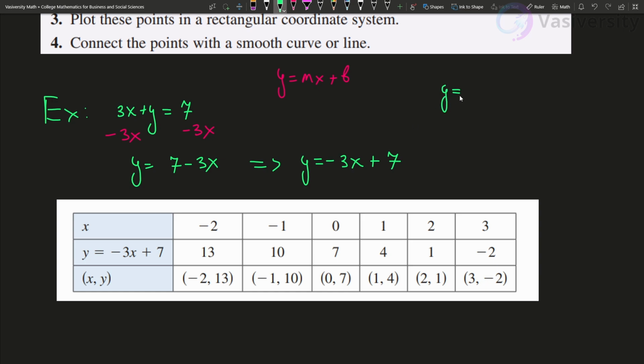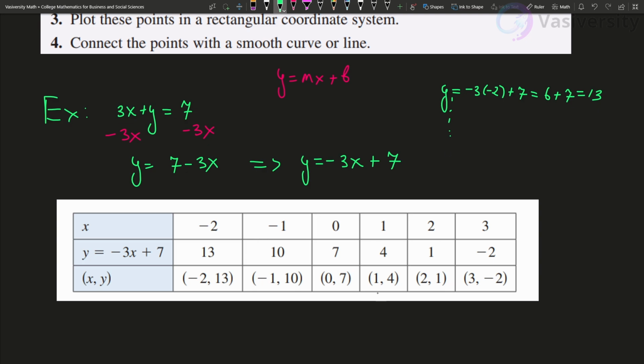y is equal to, so let's do it for -2, right? So it's going to be y1 here. So at -2, we're going to have -3 times -2 plus 7. So -3 times -2, that's 6, plus 7, that's 13. And that's exactly what we got right here. All right, and we can do the rest of them. Okay, so if we do all of them, right, we got the points.